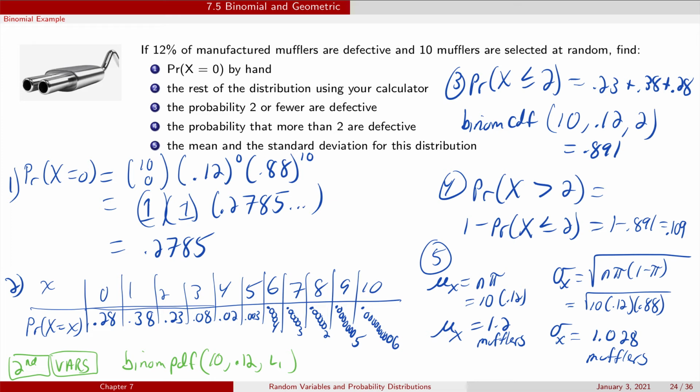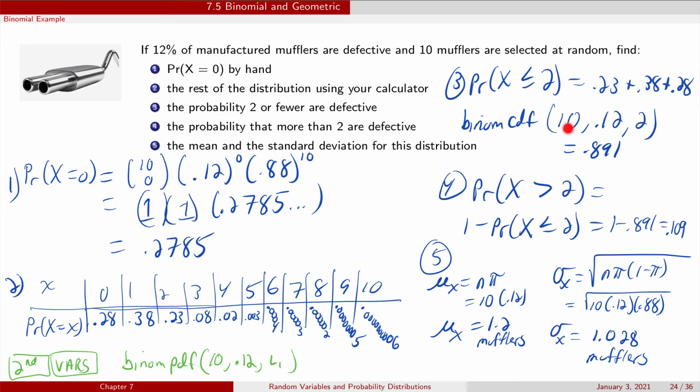Once you have the table set up, answering the questions is pretty straightforward. What's the probability that x is 2 or fewer defectives? I'm going to go to 2 or fewer and add those 3 amounts up, and I get 0.891. Since answering a question like something or fewer is fairly common, there is a shortcut for that as well in your calculator. Instead of calculating binomial PDF for probability, we could do CDF, which is cumulative probability.